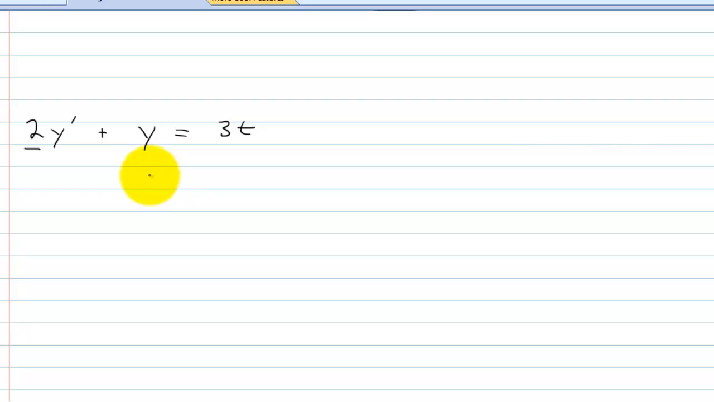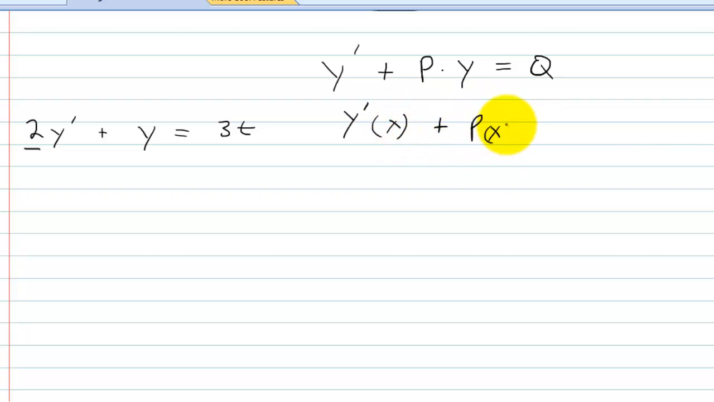Now, remember, we wanted to have it in a certain form, right? We want it in the form y prime plus p times y equal to q, which is the exact same thing as saying y prime of x plus p of x times y of x is equal to q of x. So we want to have it in this form.